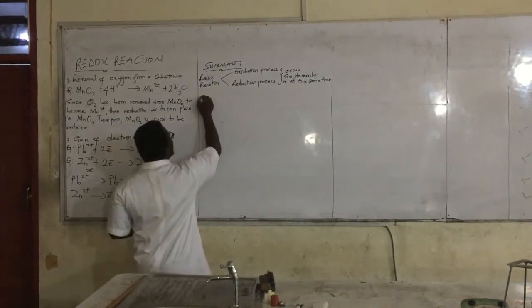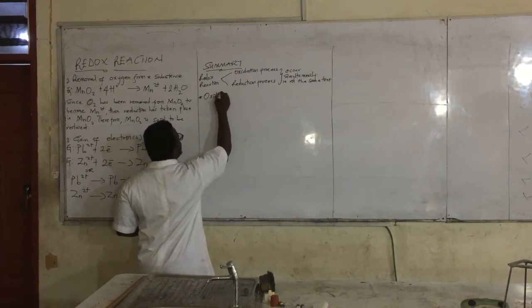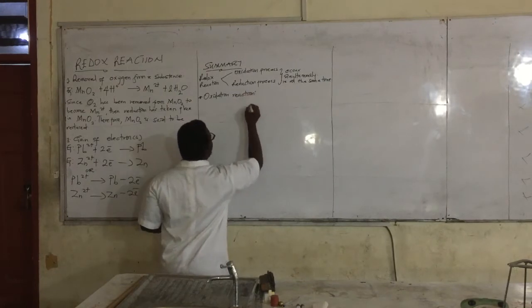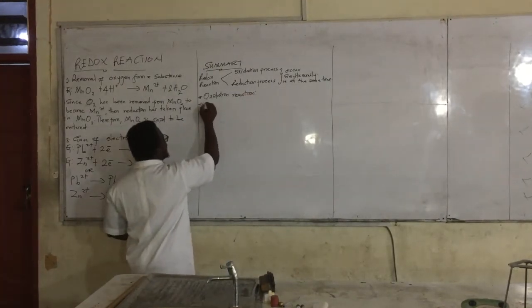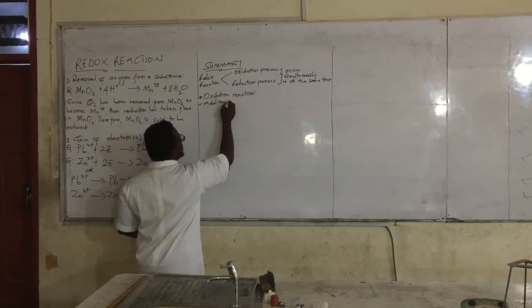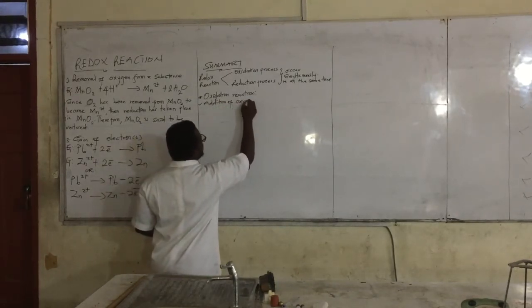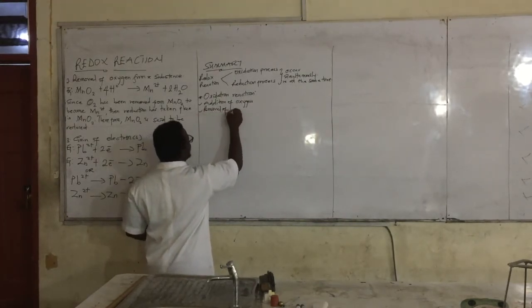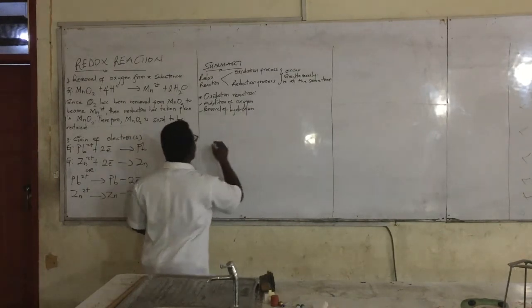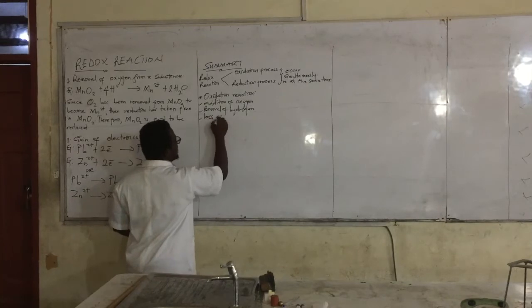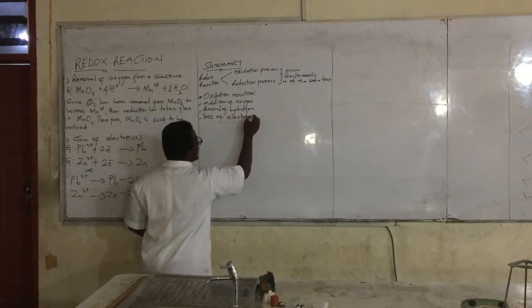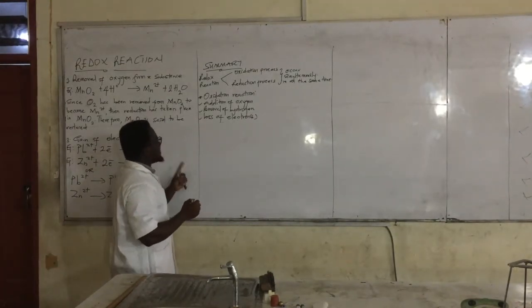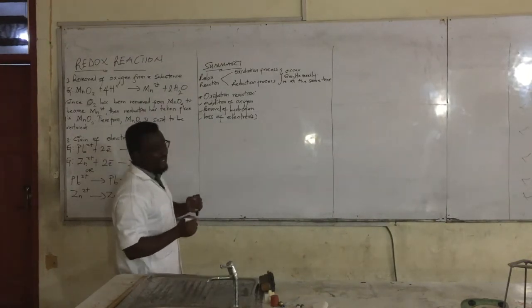So when you pick, let's pick oxidation. Oxidation reaction. One, that is addition of oxygen, removal of hydrogen, and then loss of electrons. So oxidation, we said, is addition of oxygen, removal of hydrogen, loss of electrons.